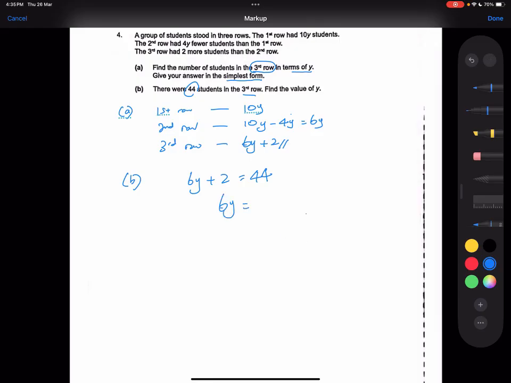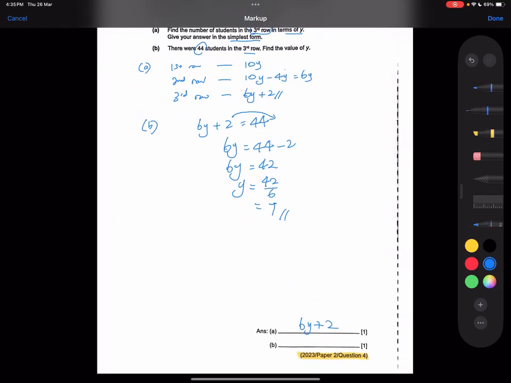6Y equals 44 minus 2. 6Y equals 42. Y equals 42 divided by 6. Y equals 7.